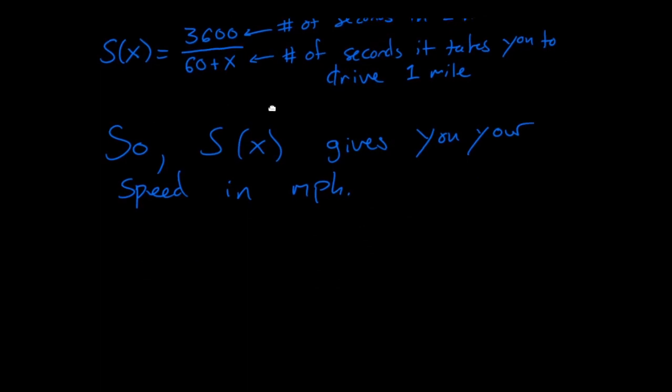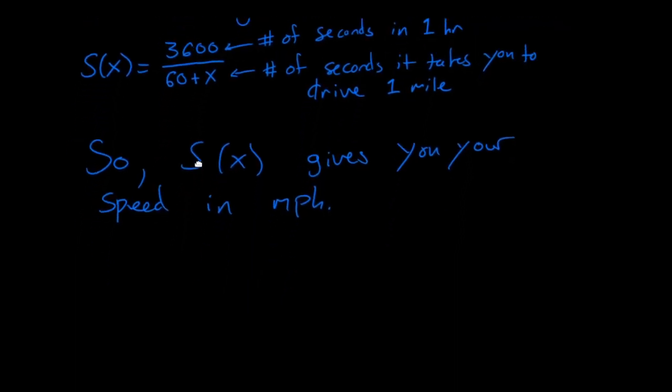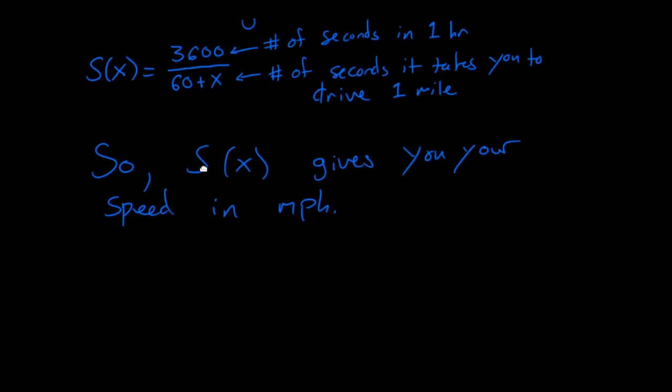I think that computing 3,600 divided by 60 plus x is not something that most of us are going to be pretty good at doing in our heads. So let's derive a linear approximation to this function. Okay, here's the gist of it.